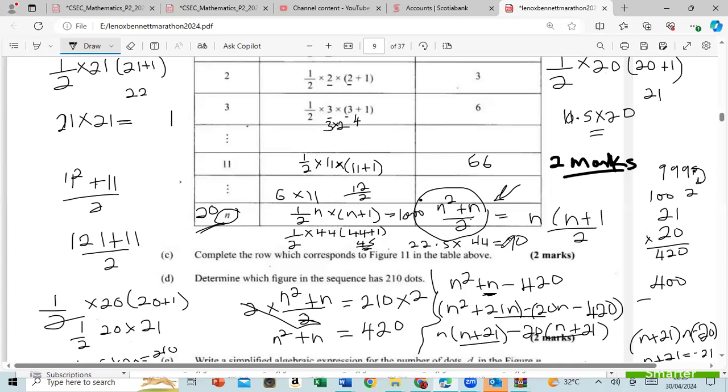So for 44, it wouldn't work out to exactly 1000. The next consecutive one will be 45. If you work it out for 45, you still don't get 1000. So that proves it. For 44 and 45, it doesn't give you 1000. One is below it, and one is above it. So there's no whole number that works, and that's the way we can prove it.